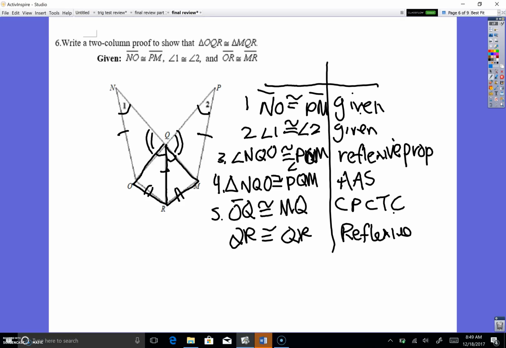So now I have this, and I have this, and I have this. So OQR is congruent to MQR because of side side side.